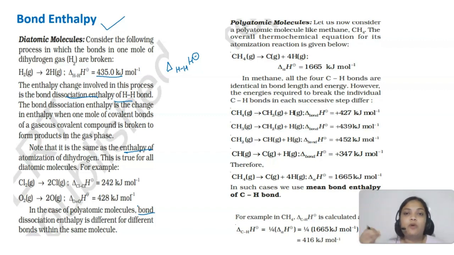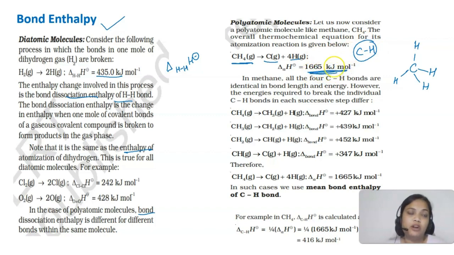Now if I talk about polyatomic molecules, here methane breaks down to form carbon and 4 hydrogen. But you know that in methane there will be 4 carbon-hydrogen bonds, right? So if I want to calculate the bond dissociation enthalpy of the carbon-hydrogen bond, I can't just say this is the bond dissociation enthalpy, because this is the energy required to break the 4 bonds.